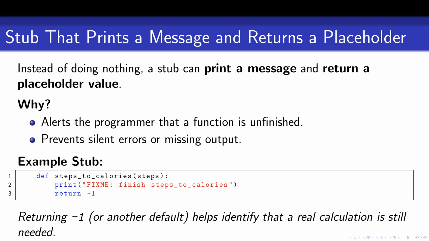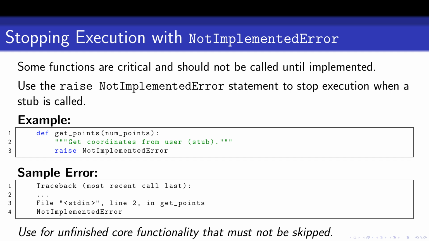It's a small change that improves clarity and makes development smoother, especially in larger programs where incomplete functions could be accidentally overlooked. In some cases, you may want your program to stop entirely if an unfinished function is called. Python allows this using raise NotImplementedError. This statement throws an exception as soon as the stub function is executed, clearly indicating that this part of the program should not run until it's implemented. This is especially useful for core functions, those that are essential for correct program behavior.